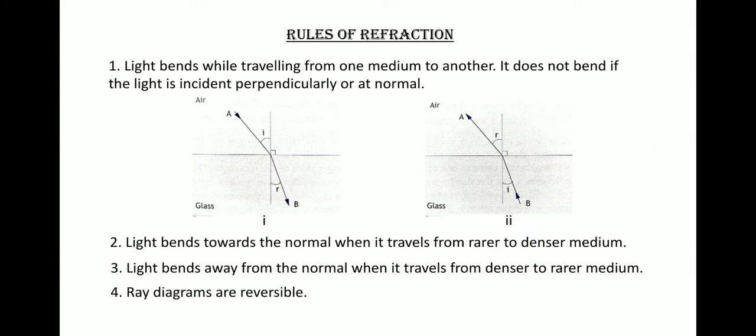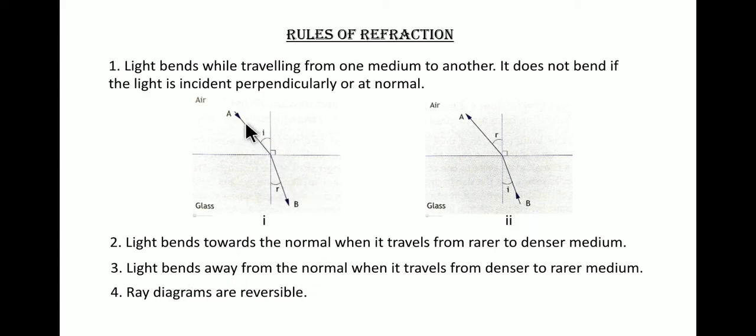Number 4, this is very important. These ray diagrams are reversible. As you can see from here, this light is entering the glass and getting bent out here. Suppose we reverse the arrows over here, then this image is obtained. By reversing the arrows of this image we get this one, and by reversing the arrows of this image we get this image. So we can see that the ray diagrams are reversible.